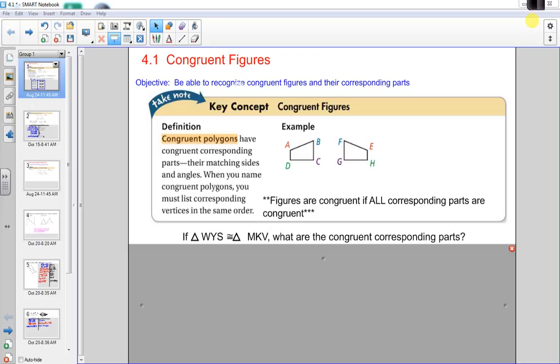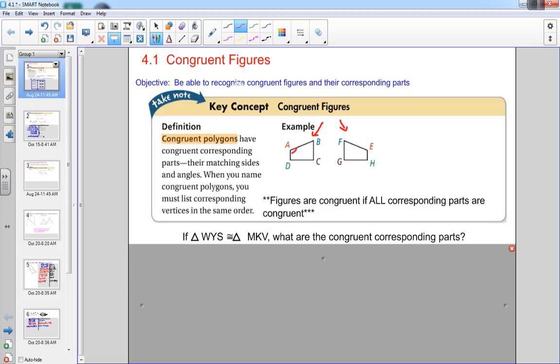That corresponding parts part is actually pretty important. So let's define congruent polygons first. Congruent polygons are polygons that have congruent corresponding parts. Now these two polygons right here are color-coded very nicely for us. So in order for this polygon and this polygon to be congruent, they have to have congruent parts. So all their angles need to be congruent and all their sides need to be congruent.